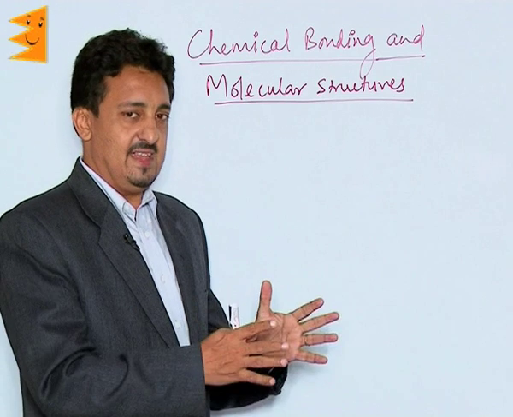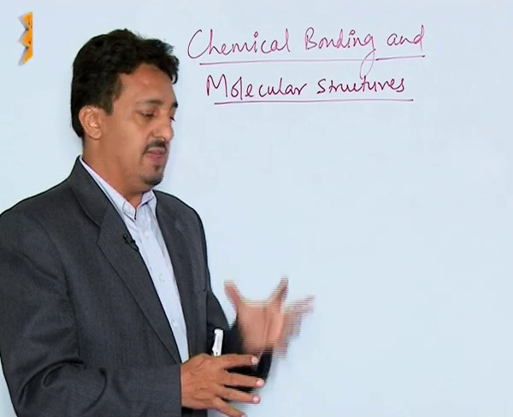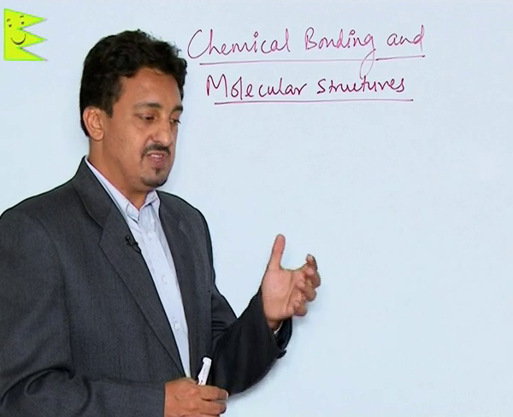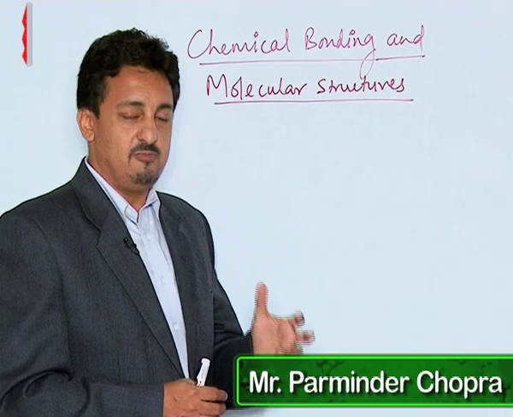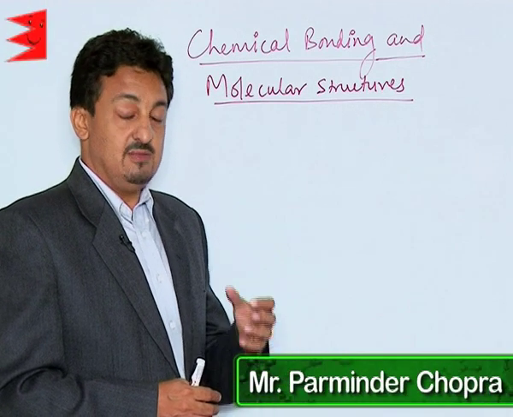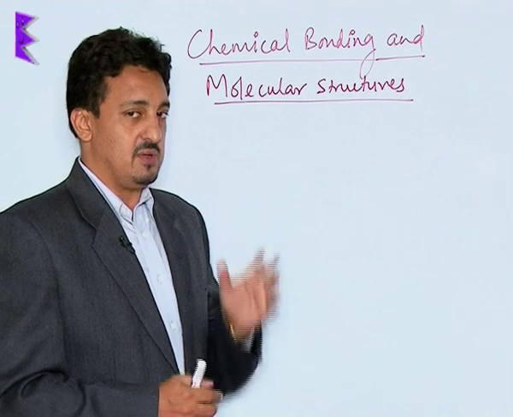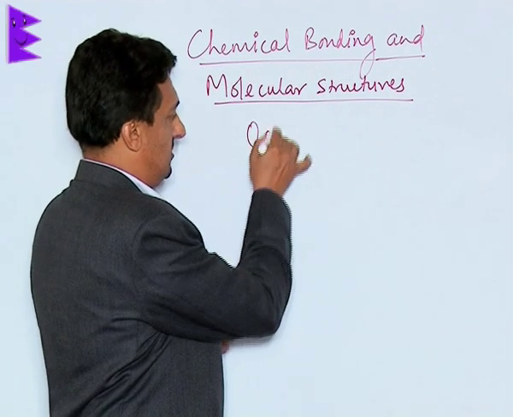Now, after understanding the Kossel-Lewis concept and the examples taken by Kossel, which lead to the formation of an ionic bond between two ionic species, let us move to the next concept, which is called the octet rule.